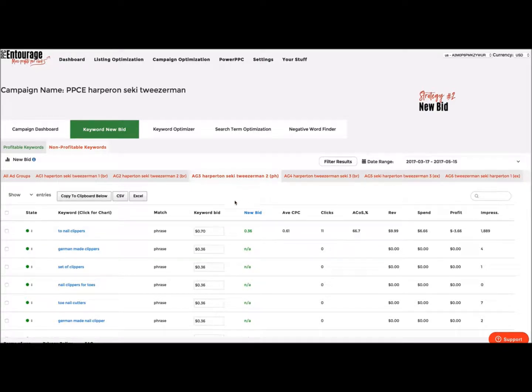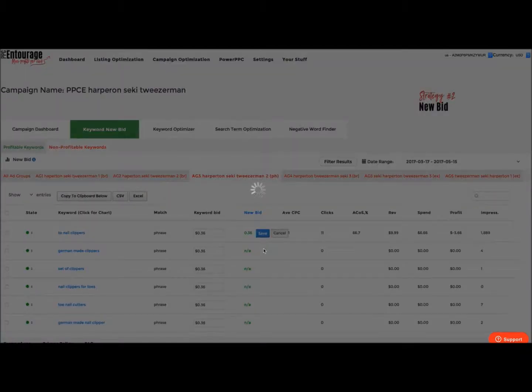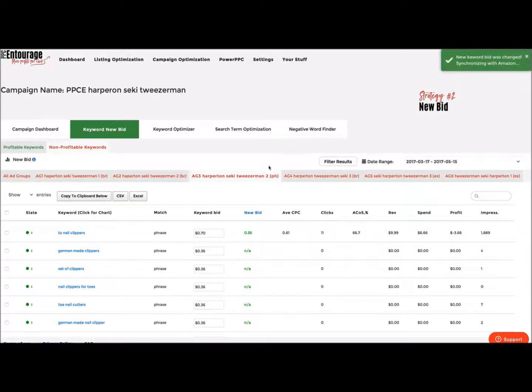So to adjust the bid price inside of PPC Entourage, you would simply look at the new bid, and then you would just put it over here and click save. And now that is synchronizing with Amazon, and the next time you come back, the bid price will be updated inside of Amazon Seller Central.